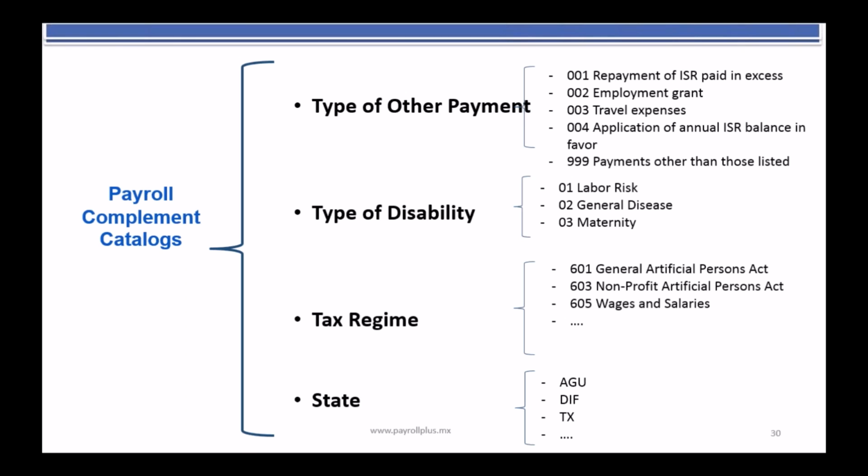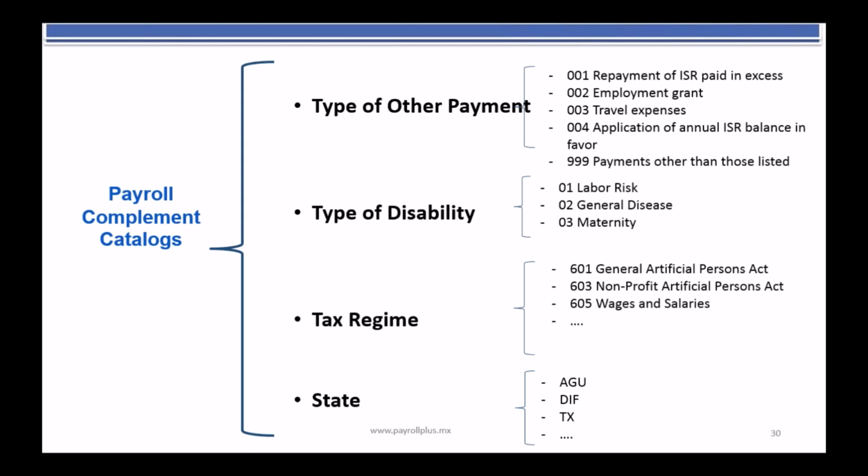Now we have the other one, which is type of disability. This remains the same and is basically just to explain a labor risk, general disease, maternity, etc. Then the tax regime, which is new, and this depends on the employer activity. Whether the employer is an individual tax person or a company, this is just to specify the tax regime under which the employer is paying taxes.